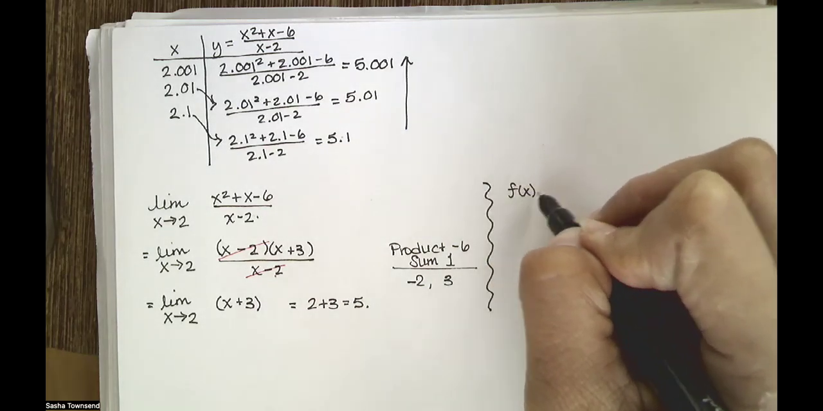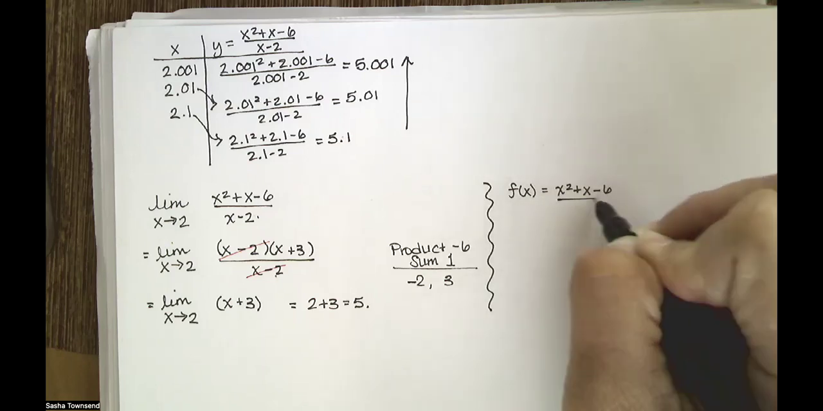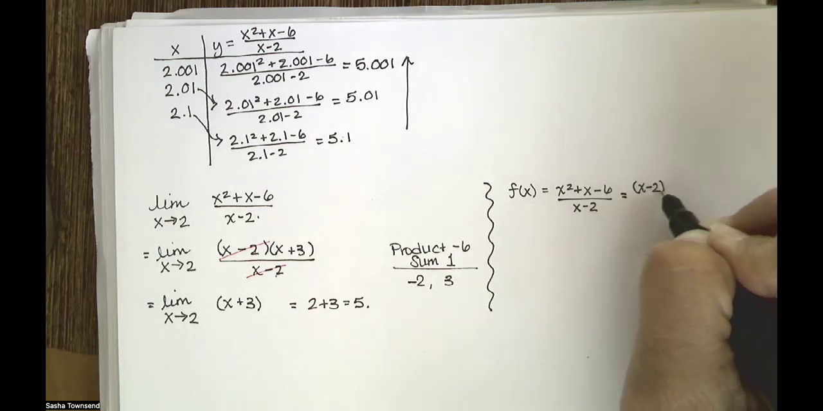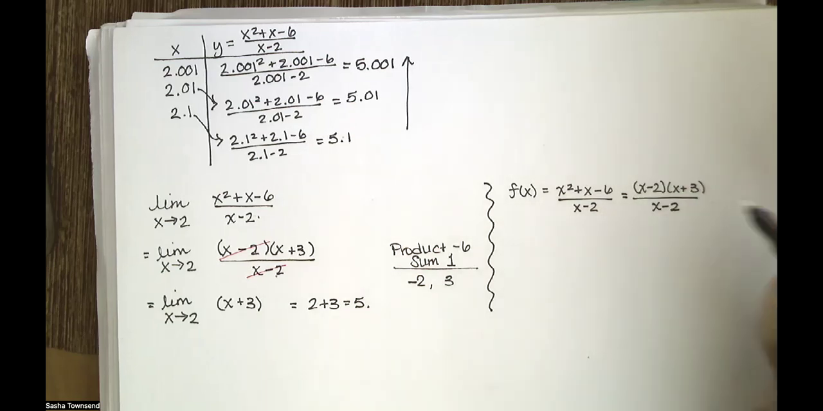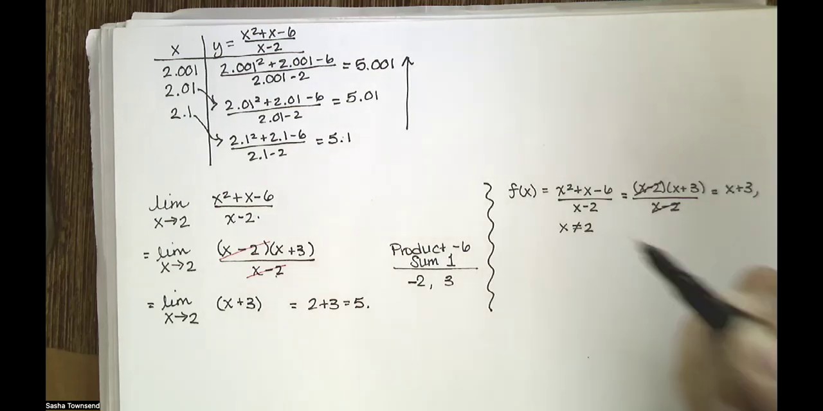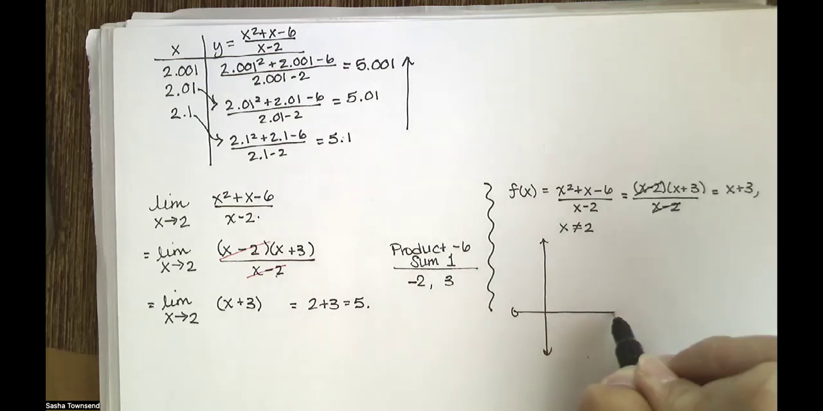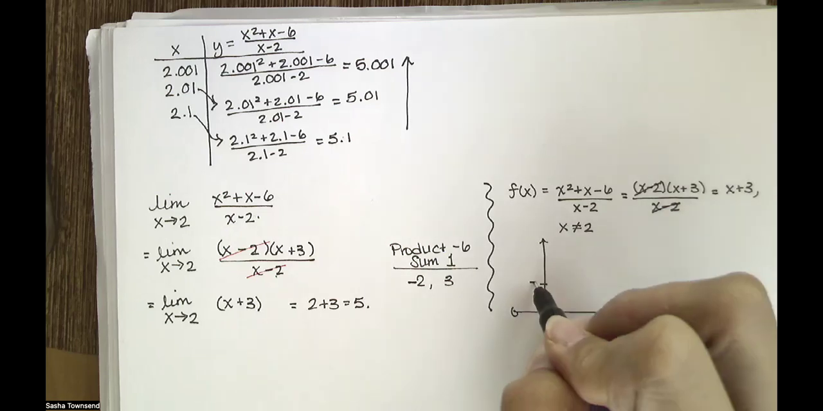So let's graph that now. I had the function f of x equals x squared plus x minus 6 divided by x minus 2. And we said that that's the same as this function, and provided that x is not equal to 2, that's the same as x plus 3. So you have to add that restriction. So if I want to graph the function now, I just graph the line y equals x plus 3. That is a y-intercept of 3 and a slope of 1.